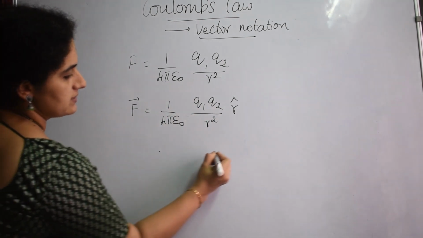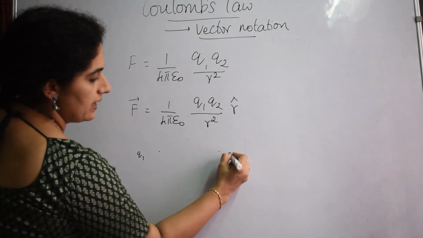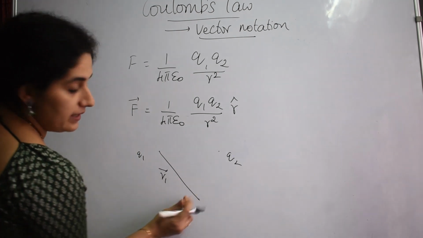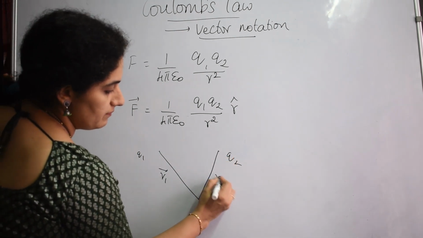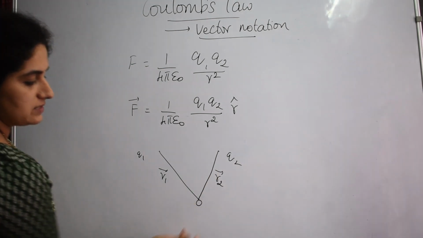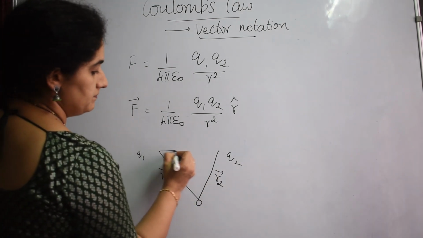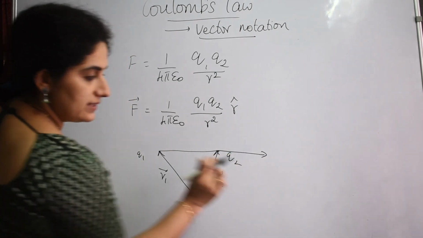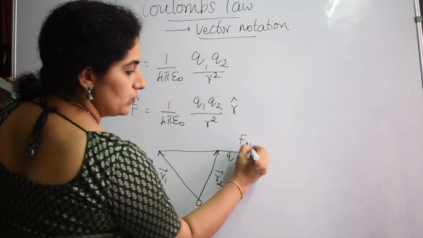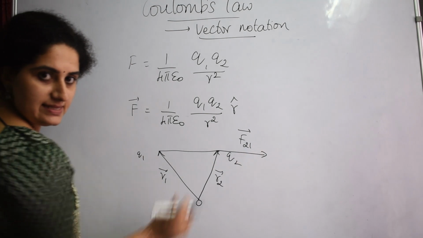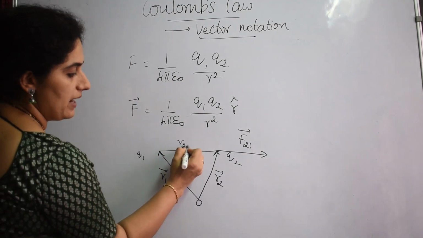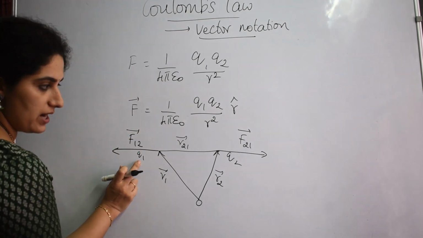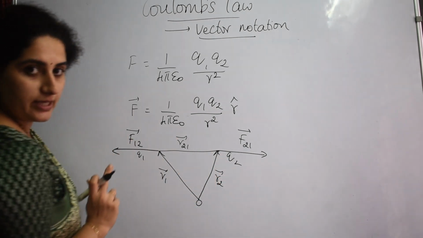Suppose I have two charges. I tell it as Q1 and Q2. Say that this is R1, radius vector, R2, we will take it as point O. Now force on this charge Q2, F2 due to 1 will be in this direction. This will be R21 and this will be F12. Force on charge, point charge Q1 due to Q2.